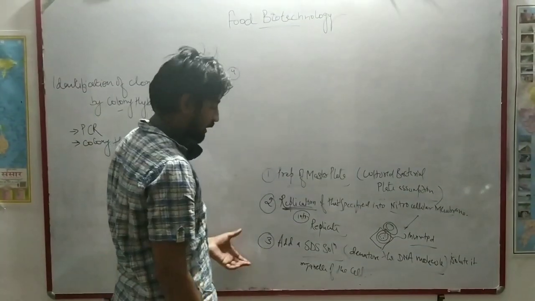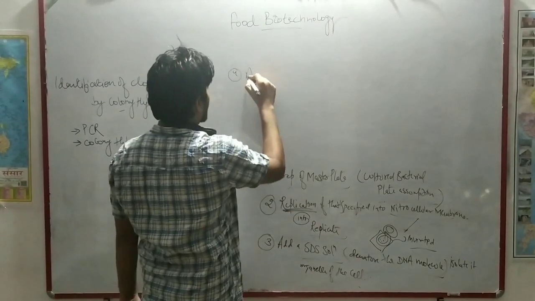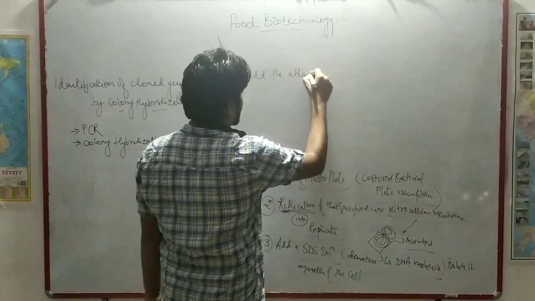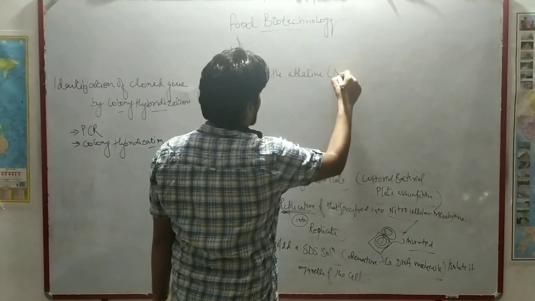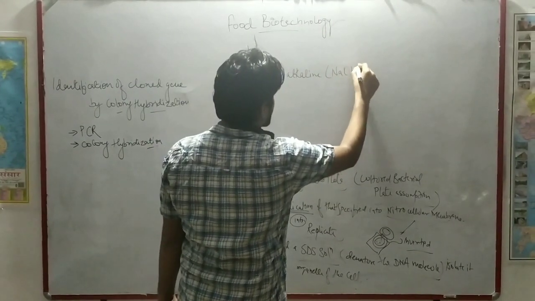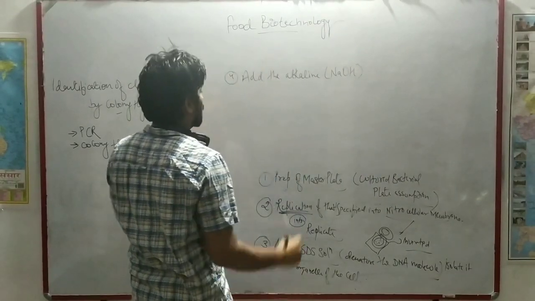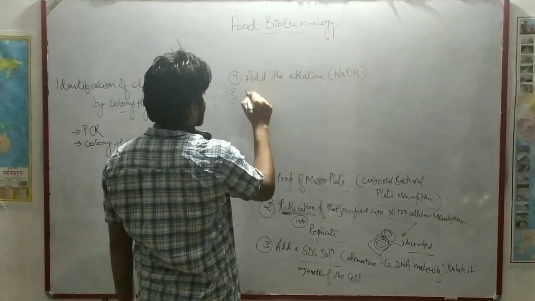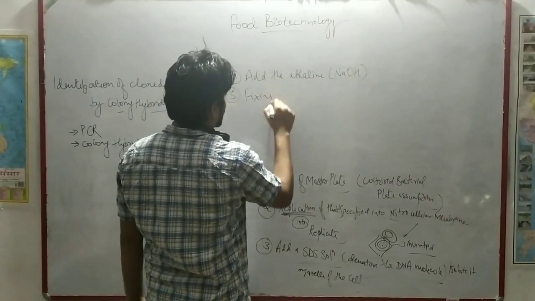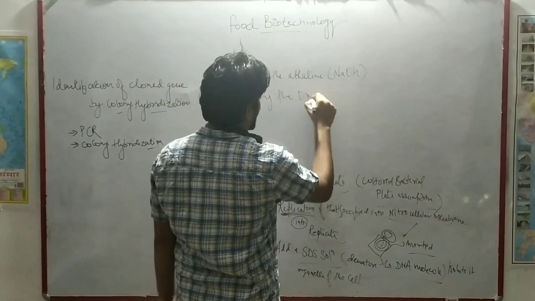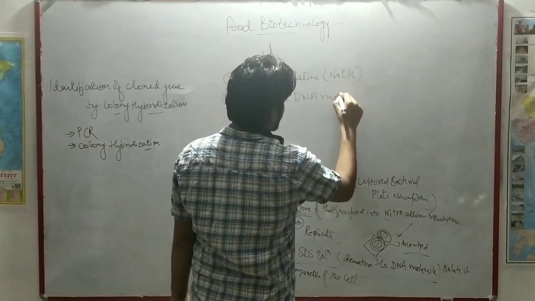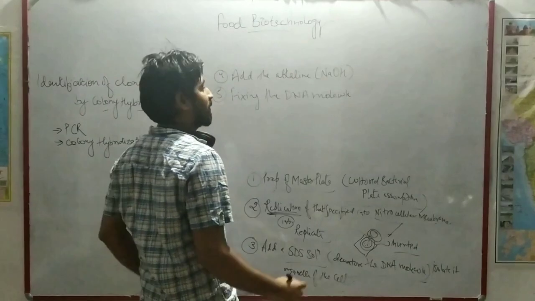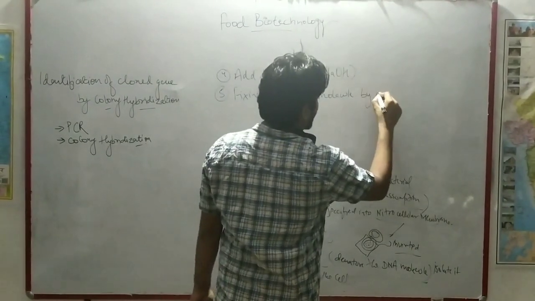Then at step 4, what will happen? We will be adding the alkaline solution. For the alkaline solution, you will be taking NaOH, a basic alkaline solution. And after adding the alkaline solution, you will be fixing the DNA molecule. For fixation, there is nothing like glue. You will be fixing it by UV radiation.